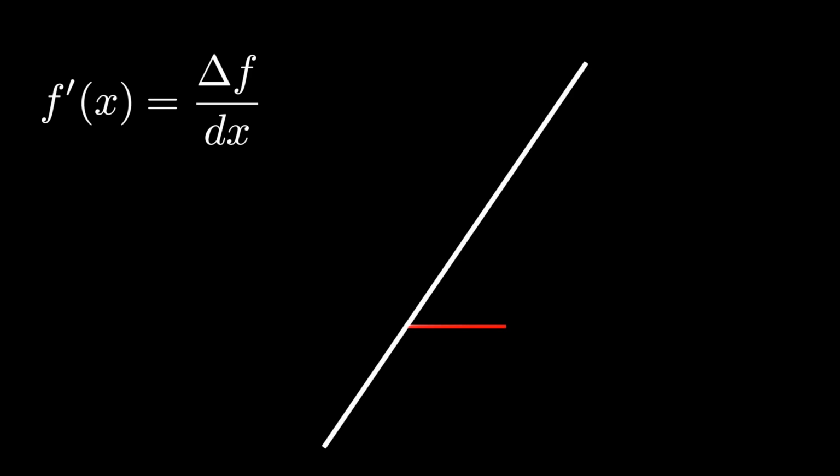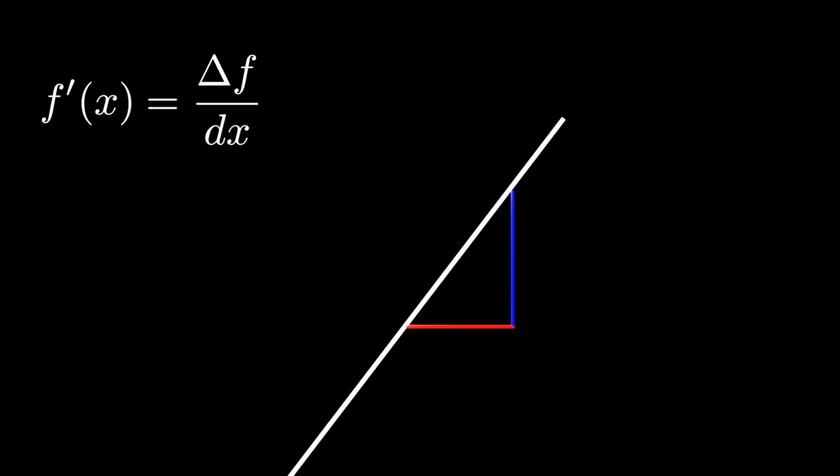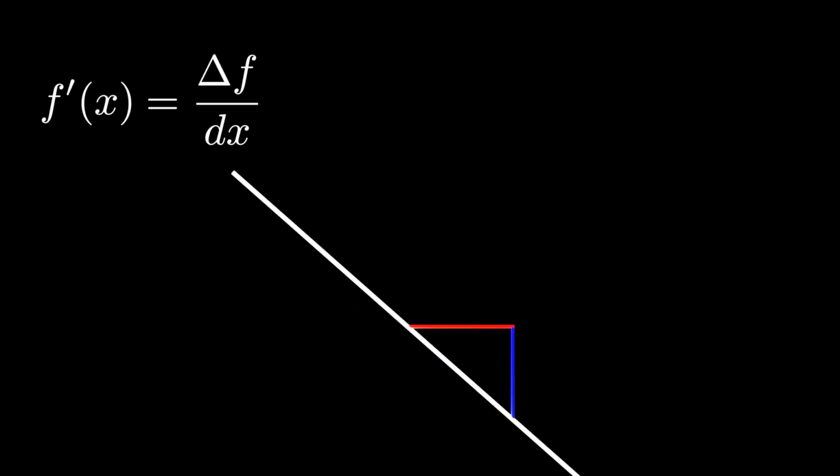For every step you take to the right, if you go up, then the function has a positive slope. If you don't go up or down at all, but stay on a straight horizontal, then it has a slope of 0. And if you move downwards, then it has a negative slope, since for every step to the right, you move some negative vertical distance. Let's define this idea in the language of math.